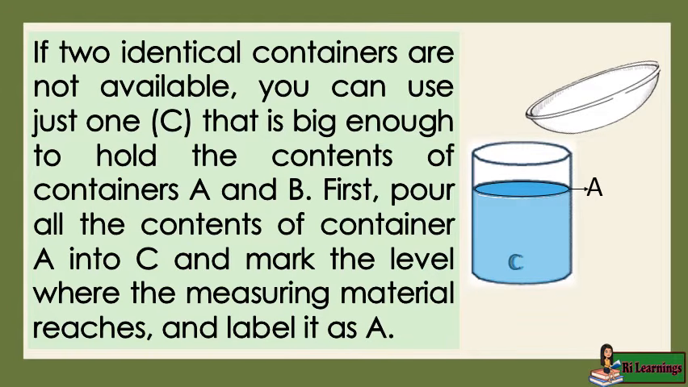If two identical containers are not available, you can use just one, C, that is big enough to hold the contents of containers A and B first. Pour all the contents of container A into C and mark the level where the measuring material reaches, and label it as A.